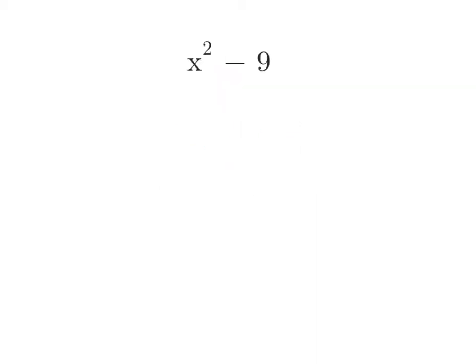So let's start by factoring x squared minus 9. The first thing we need to do is check to see that both of our terms are perfect squares, and they are. X squared is a perfect square and 9 is a perfect square. And then we also need to make sure that it's a difference, which it is. So remember, this is going to factor into two binomials that are exactly the same, except one has an addition sign and one has a subtraction sign.